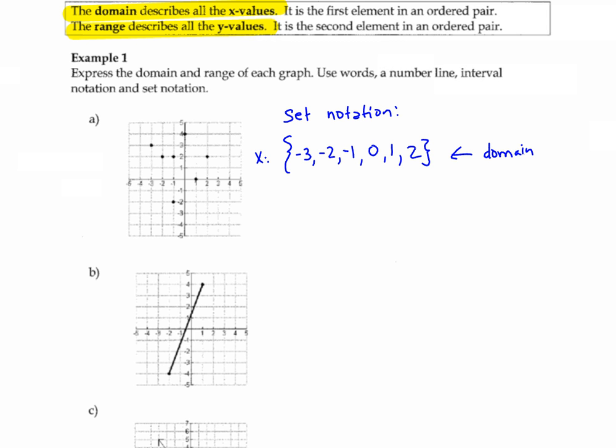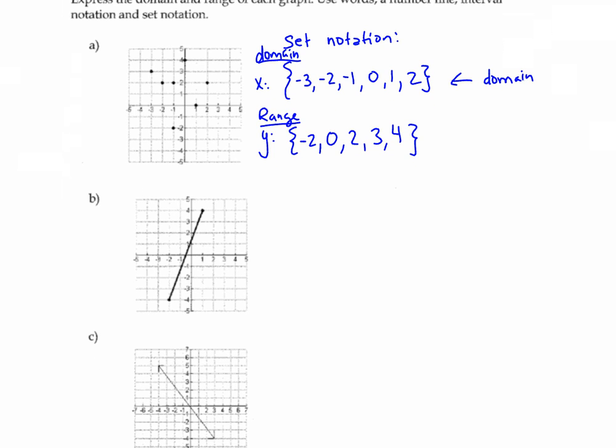The range is the location of our y. This is domain. I'll write it above. Okay, so where is the y values? What y values is our graph located at? Start at the lowest, negative 2, then 0, then 2, and 3, and 4. Okay, so discrete, we're just listing the actual y values or x values, depending on domain or range.